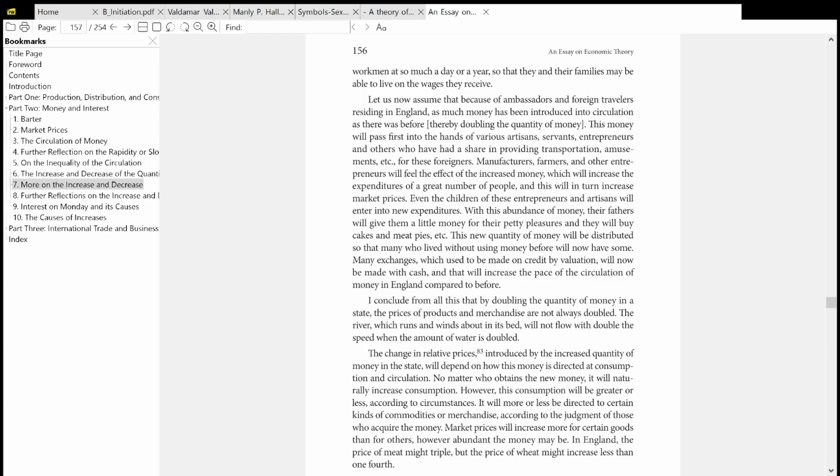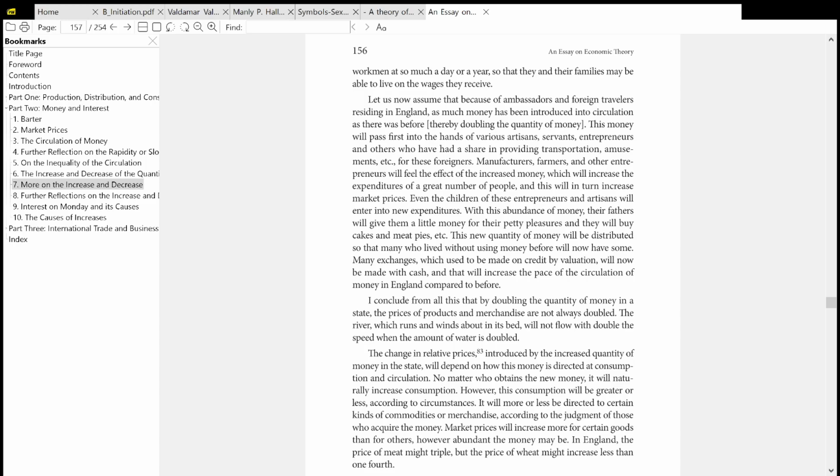The change in relative prices introduced by the increased quantity of money in the state will depend on how this money is directed at consumption and circulation. No matter who obtains the new money, it will naturally increase consumption. However, this consumption will be greater or less according to circumstances. It will more or less be directed to certain kinds of commodities or merchandise, according to the judgment of those who acquire the money. Marketplaces will increase more for certain goods than for others.